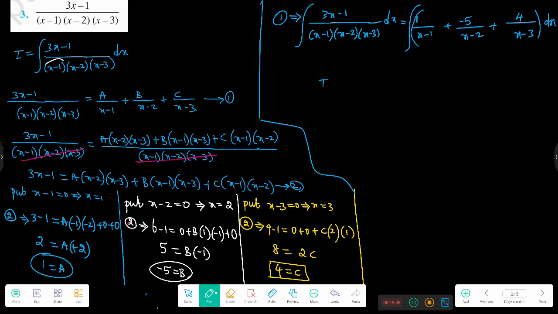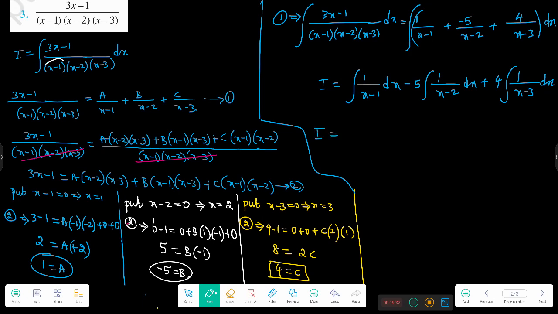So on this side I is equal to, because in the question we assumed I here. So I is equal to integral 1 divided by x minus 1 dx, minus 5 if you take outside, integral 1 divided by x minus 2 dx, 4 if you take outside, integral 1 divided by x minus 3 dx.